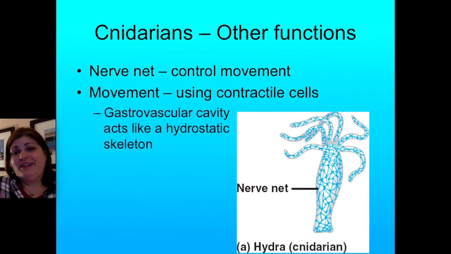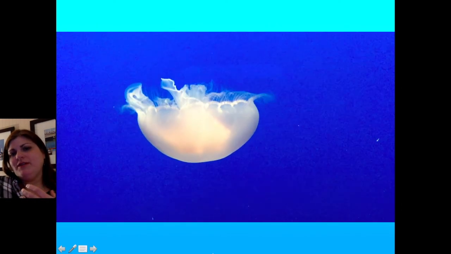Anytime you're going to move, you need to have something to pull your body against. And so that gastrovascular cavity, because it's filled with water, acts a lot like a hydrostatic skeleton we'd see in other invertebrates, like a worm. Speaking of that motion, notice this jellyfish is squeezing its bell, and the water inside of it is providing an opposing force for it to move through its environment.